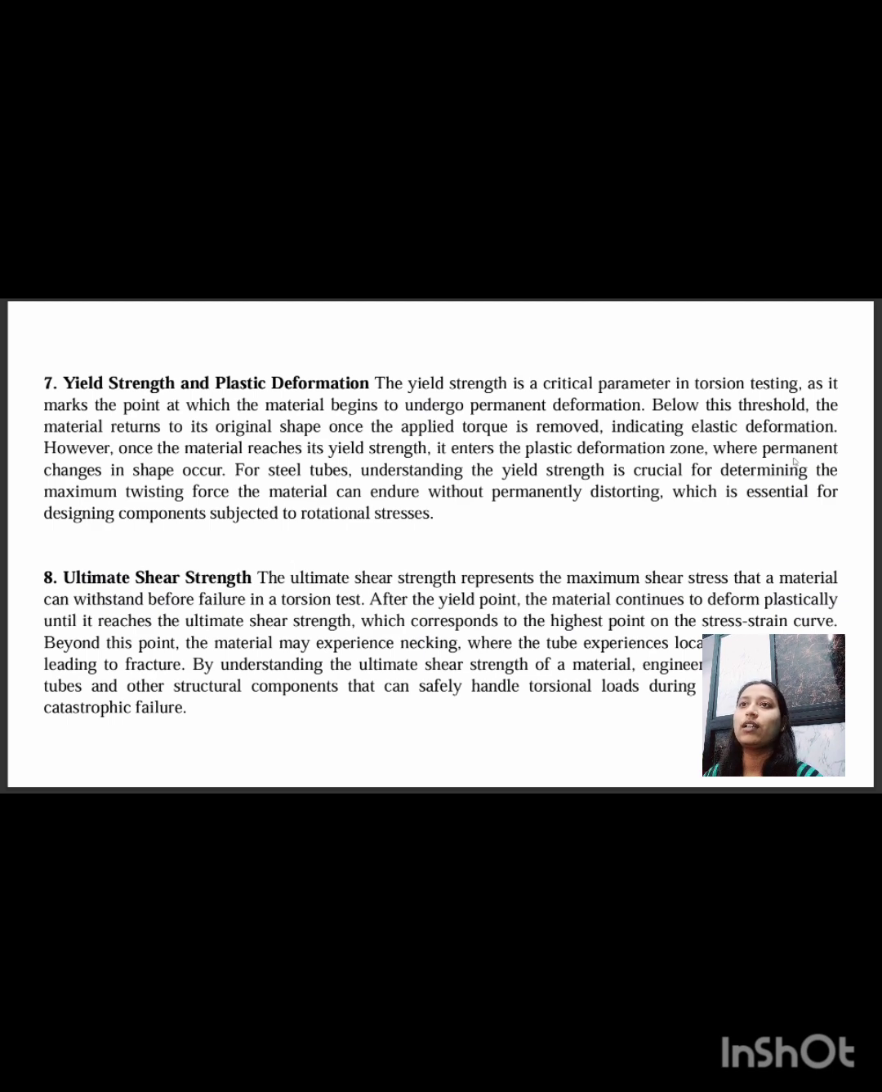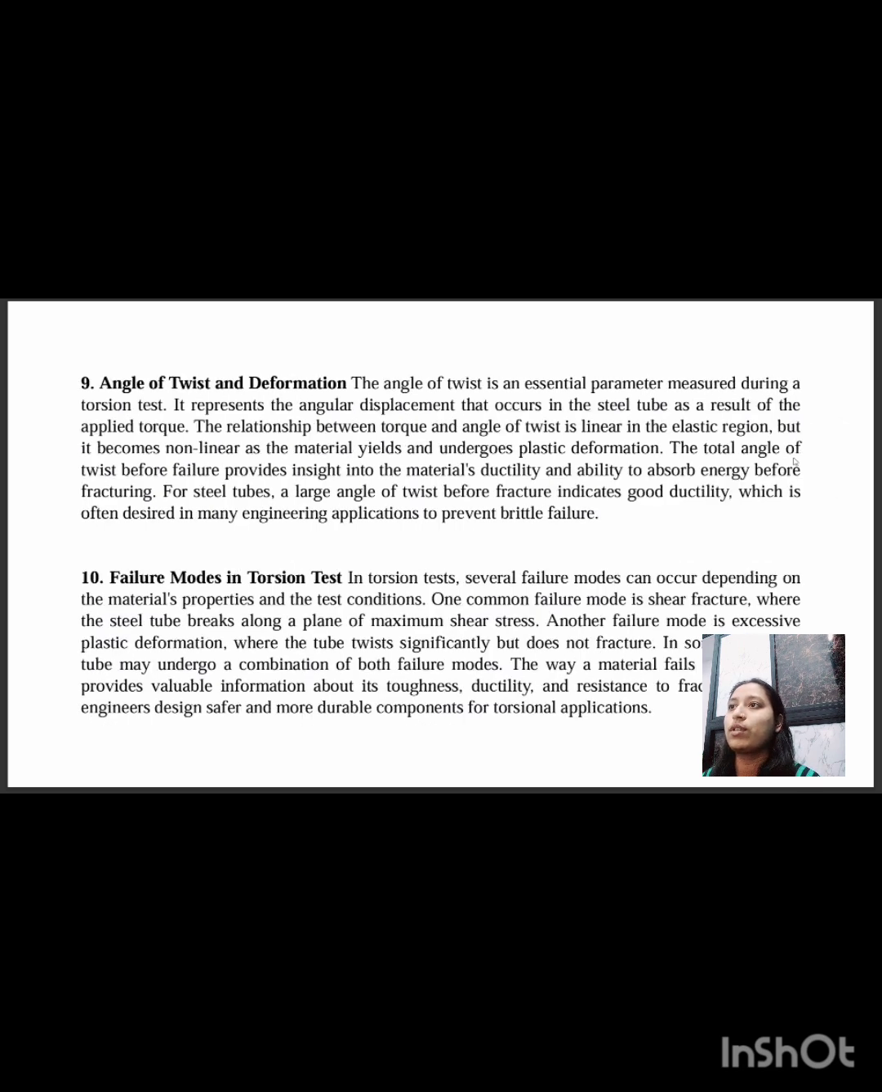So next, angle of twist and deformation. The angle of twist and deformation is an essential parameter measured during a torsion test. It represents the angular displacement that occurs in the steel tube as a result of the applied torque. The relationship between torque and the angle of twist is linear in the elastic region, but it becomes non-linear as the material yields and undergoes plastic deformation.